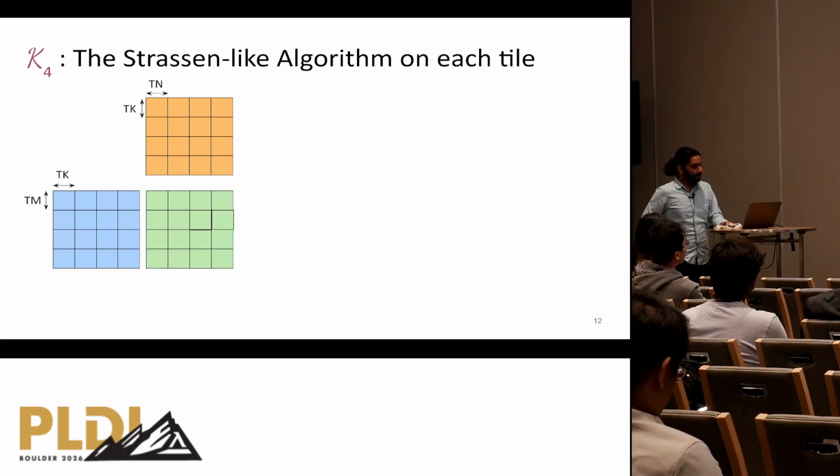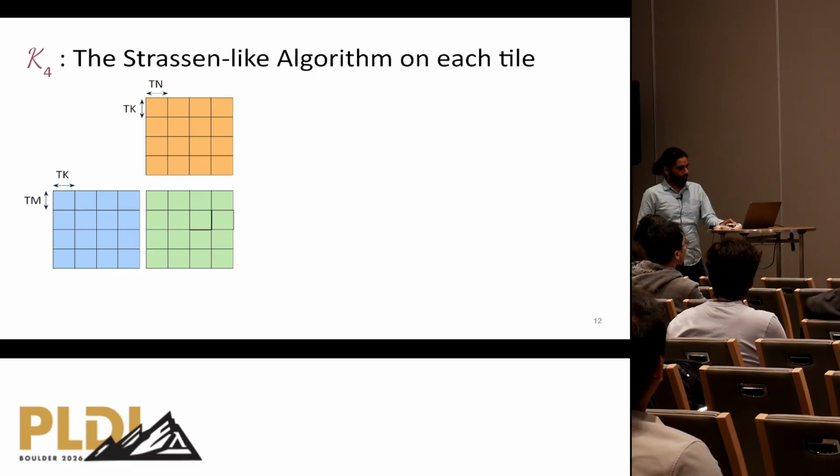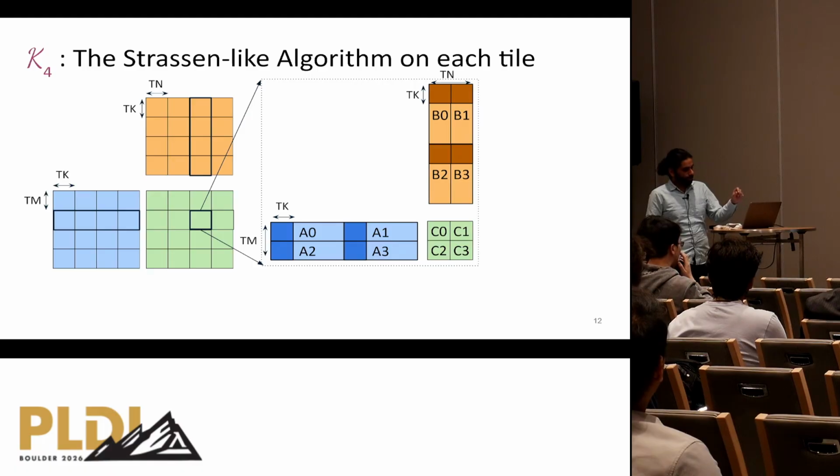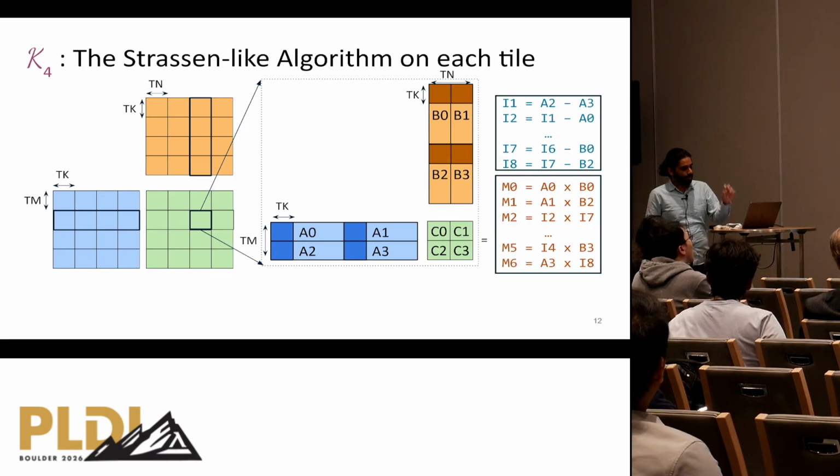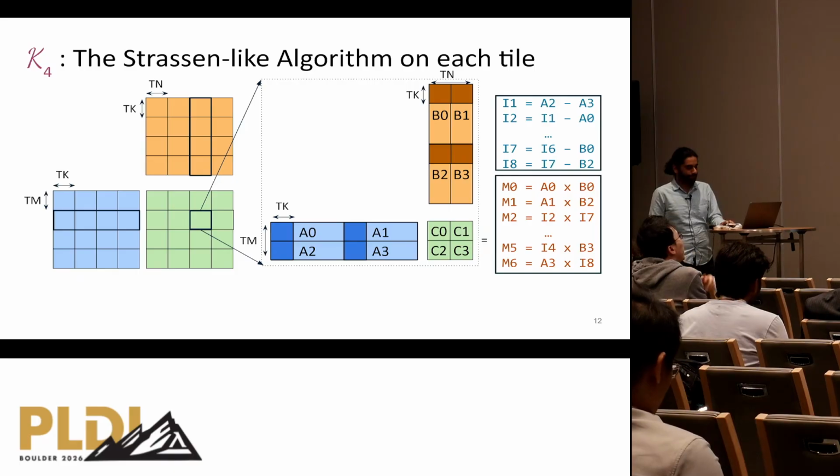The next kernel is the K4 kernel, and it works on each tile. So let's zoom into one tile, and it divides this tile into 4 parts. It divides the A into 4 parts, divides the B vector into 4 parts, and then runs a Strassen algorithm on each to compute that tile.